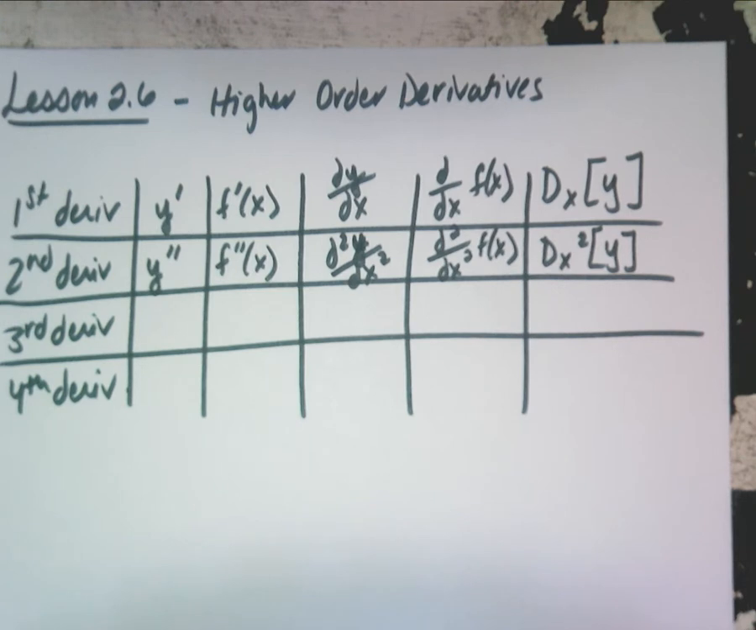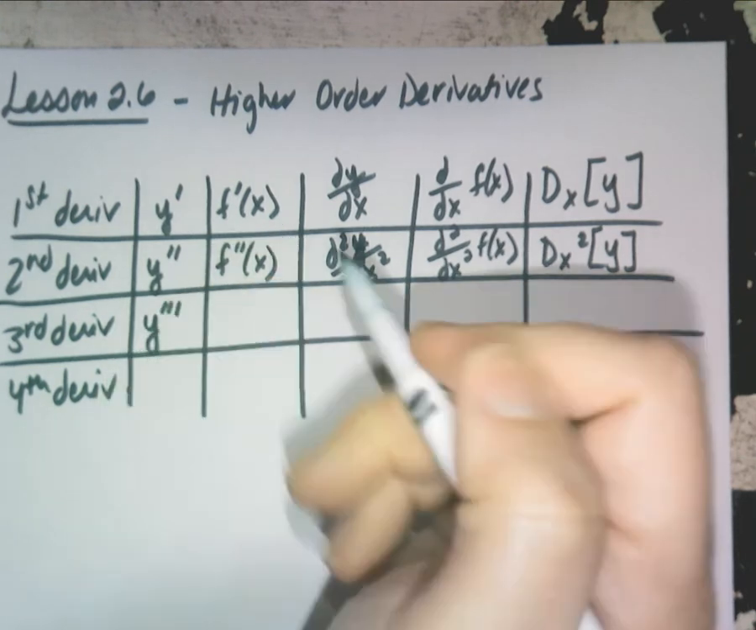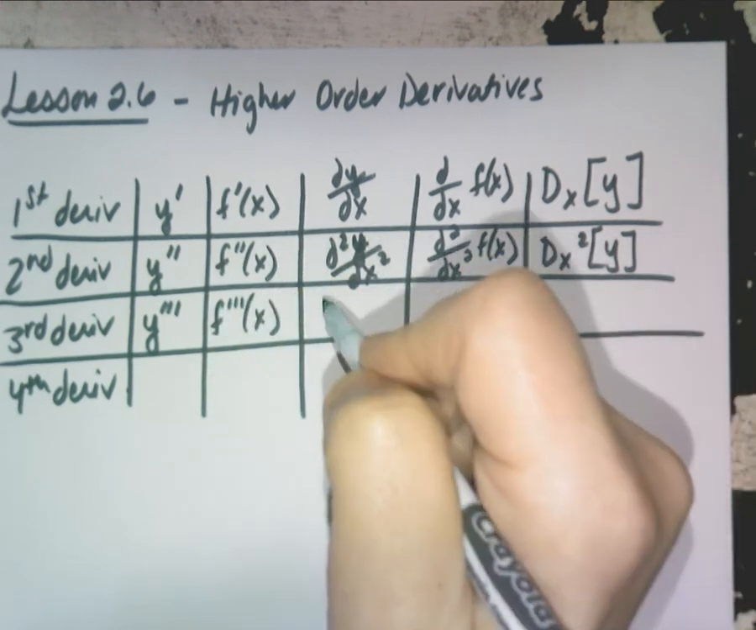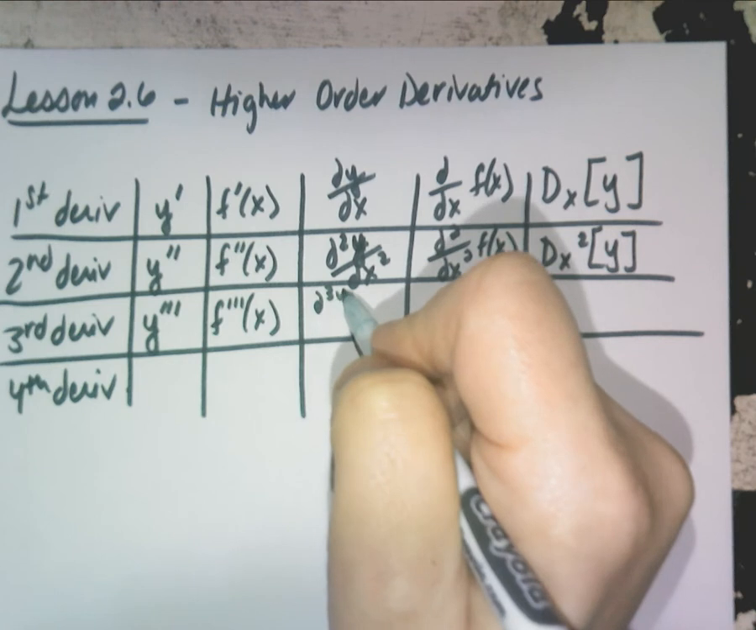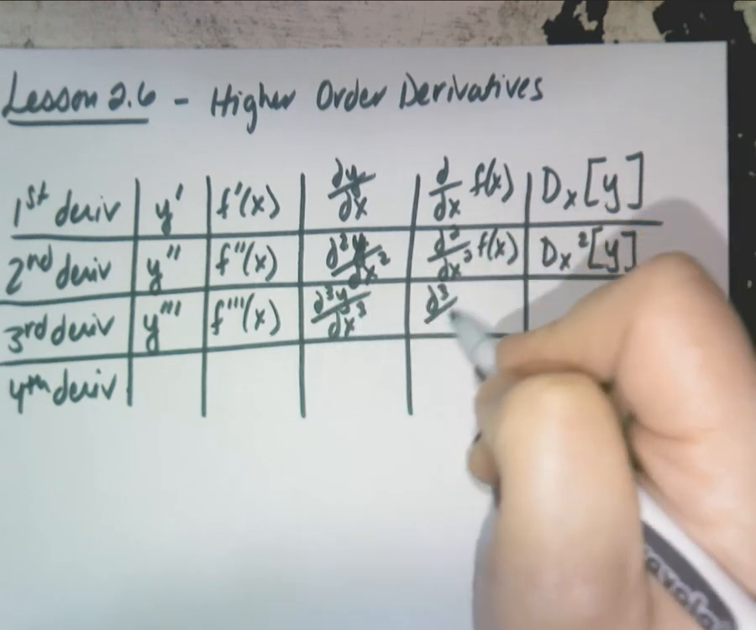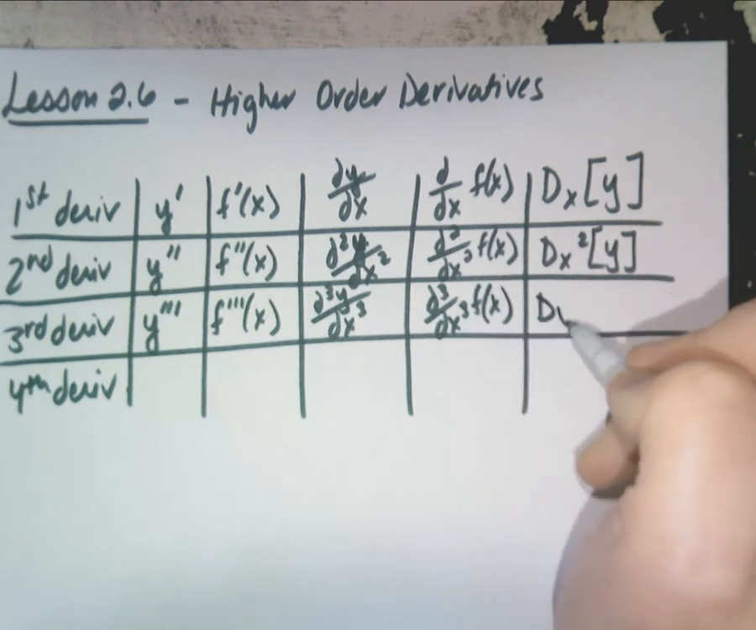Guess what the third derivative looks like? y triple prime, f triple prime. This one would now be d cubed y over dx cubed. This would be d cubed over dx cubed of f of x, et cetera, et cetera.